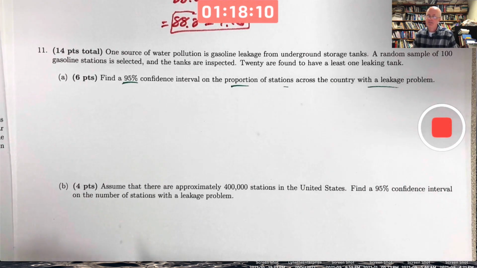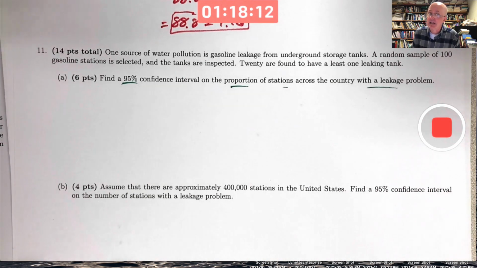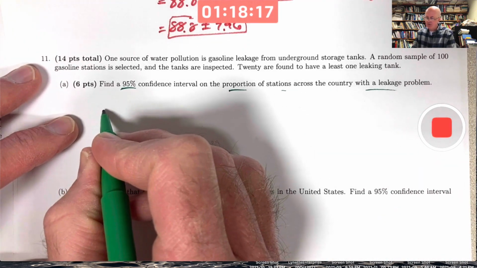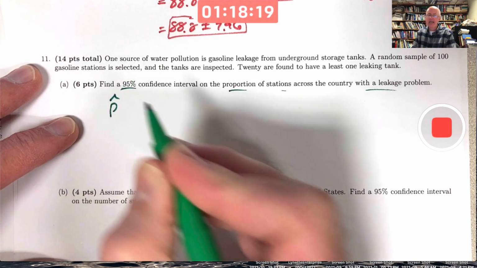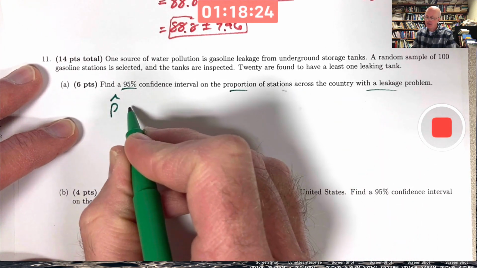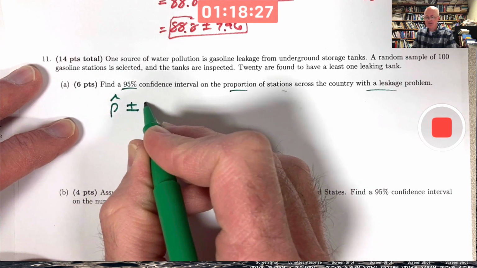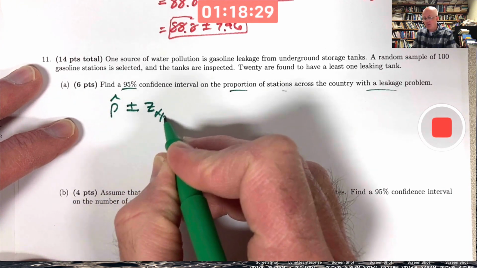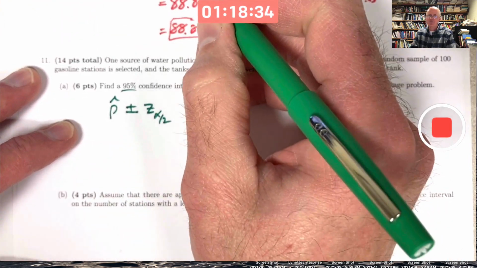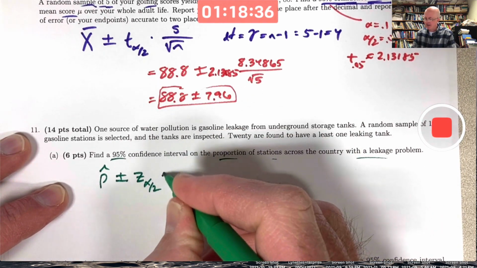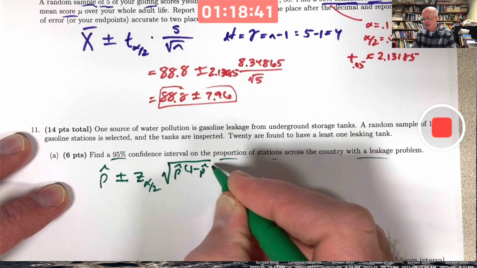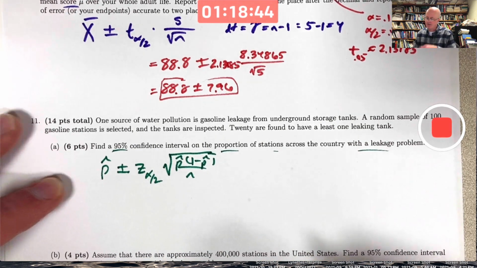Proportion rather than mean. Though it is possible to think of proportions as means, it's simpler not to. The formula for the confidence interval is p hat, the sample proportion, plus or minus z sub alpha over 2. We go back to using z, times not a simple fraction like this, but something more complicated, the square root of p hat times 1 minus p hat divided by the sample size. Turns out to be what you put there.